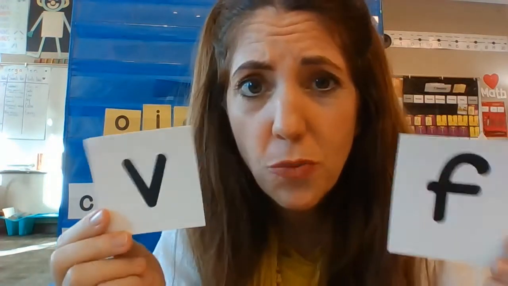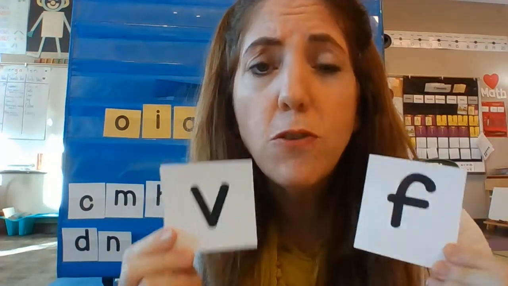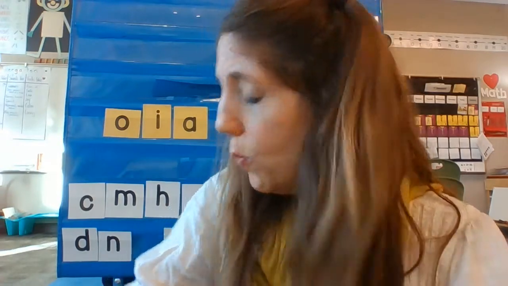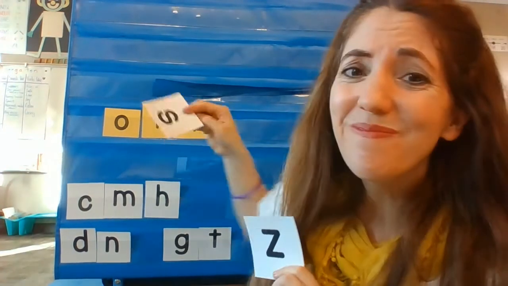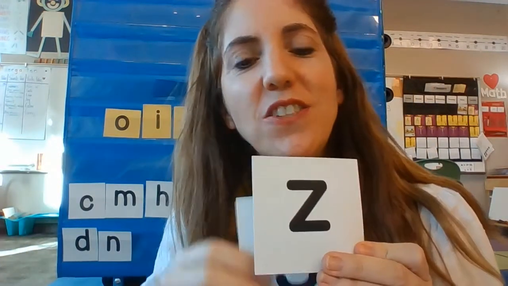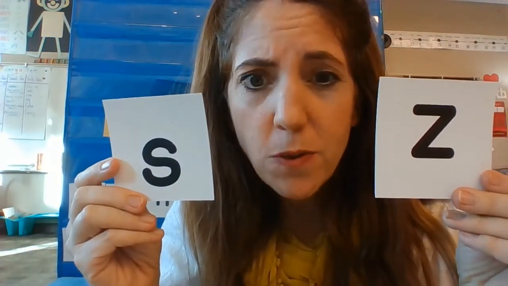In the last lesson, we talked about how f and v are very similar. They're like sisters or brothers, right? And we get them confused because they're so similar. Well, Z has a sister sound too. Which one do you think it is? Did you say S? You're right. These two sounds often get confused.